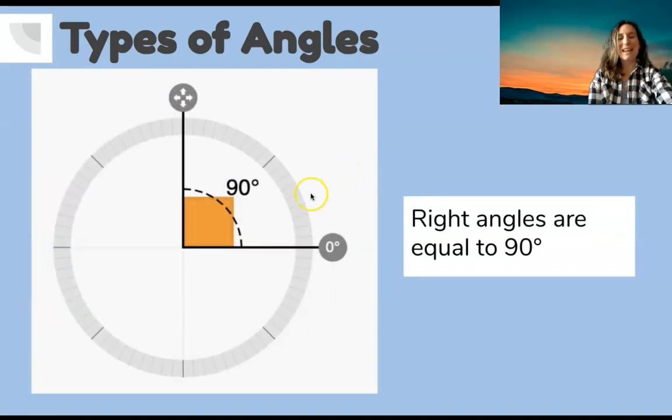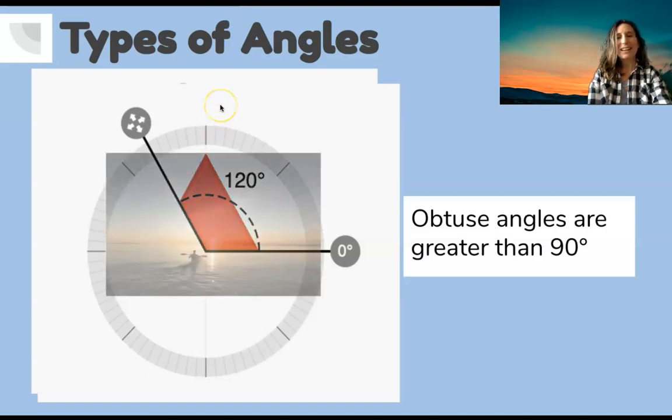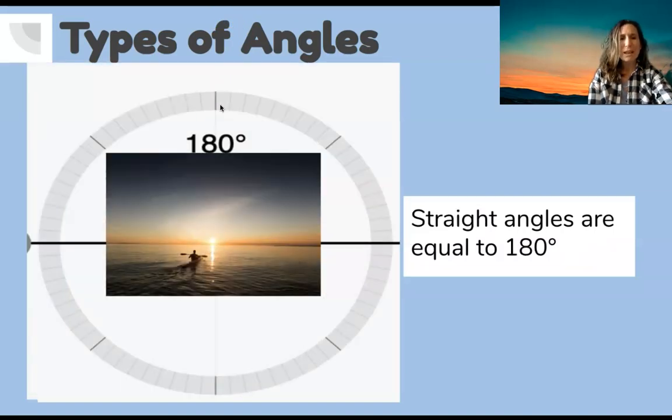Next one we're going to look at is a right angle. You've seen this many times, and that's the edge of a square. That's our right angle. That's equal to 90 degrees. Now we have an obtuse angle, and that is greater than 90 degrees. It's going to have a measurement that goes past a corner, past this 90-degree mark. And then we look at a straight angle, and this is equal to 180 degrees. And I put a horizon here to look at because this horizon is a straight angle.